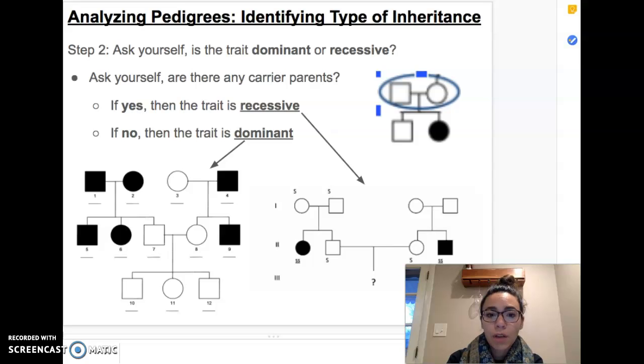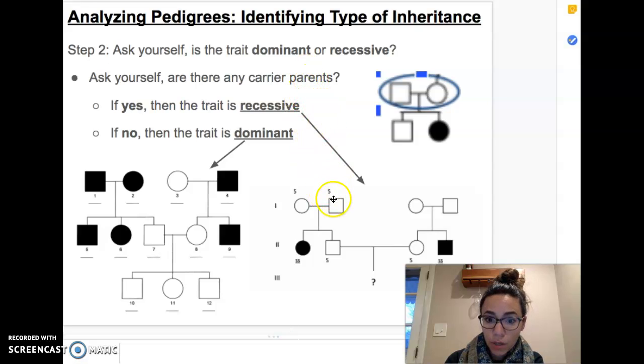Now we need to figure out, is the gene on the dominant allele or the recessive allele? Remember, dominant is stronger, recessive is weaker. So these are the questions we need to ask ourselves. Ask yourselves, are there carrier parents? Carrier parents means they're unaffected, but their children have it.